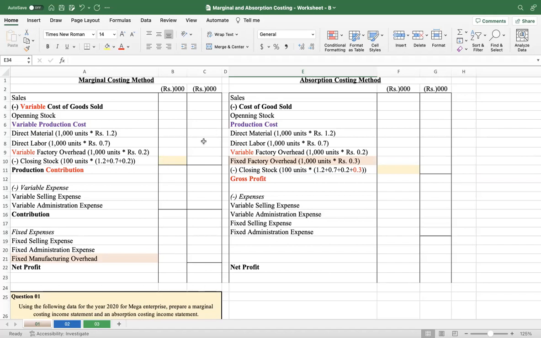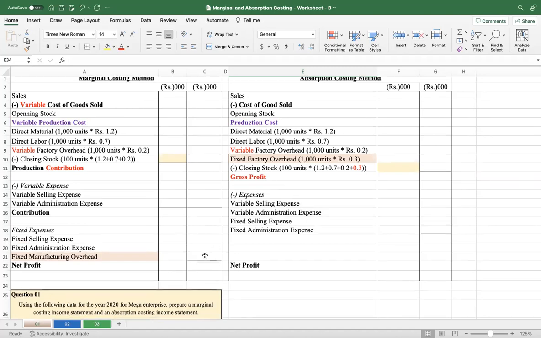These two are the formats or structures that we can use to find the profits, right? These are the structures of the income statement. Like I said, we have sales, then cost of goods sold, then we have gross profit, and then any other expenses, right?